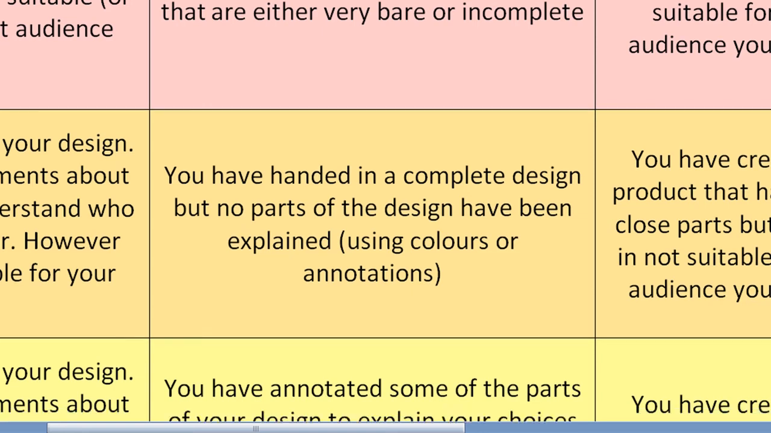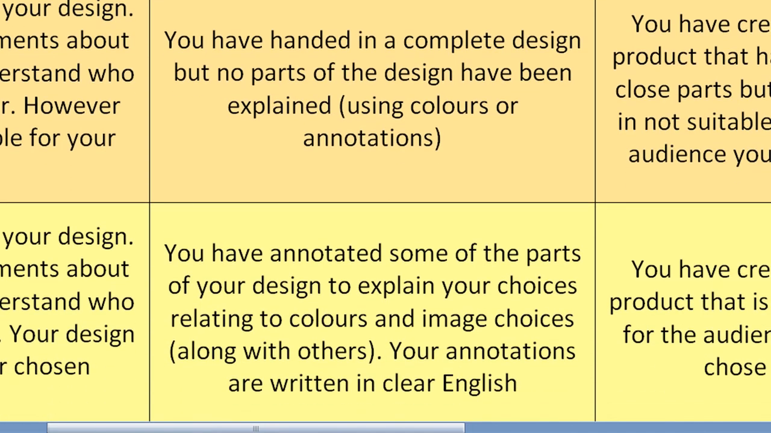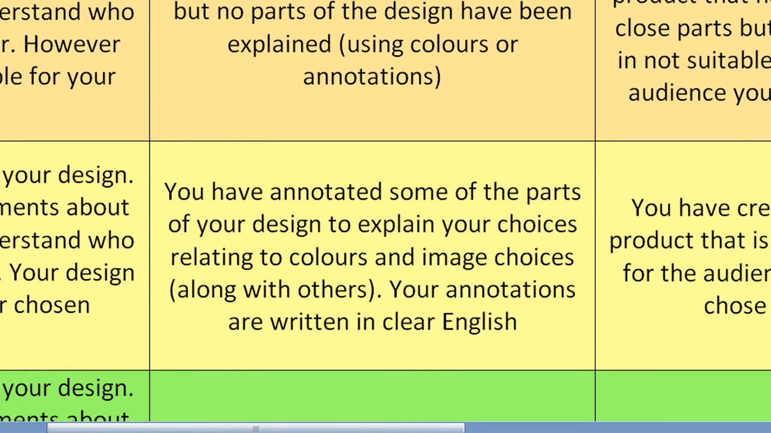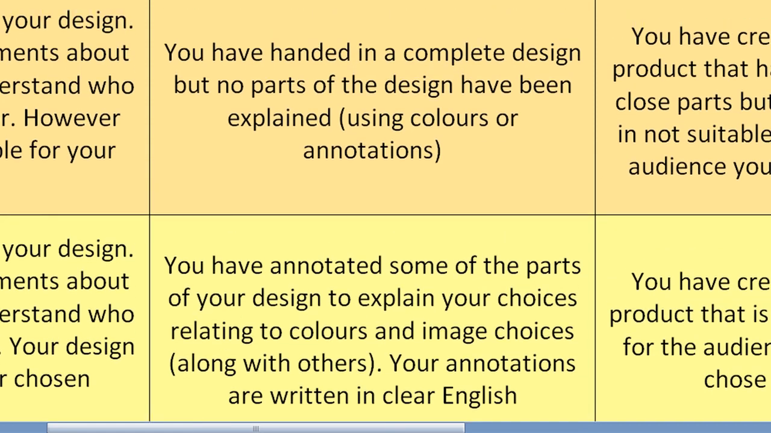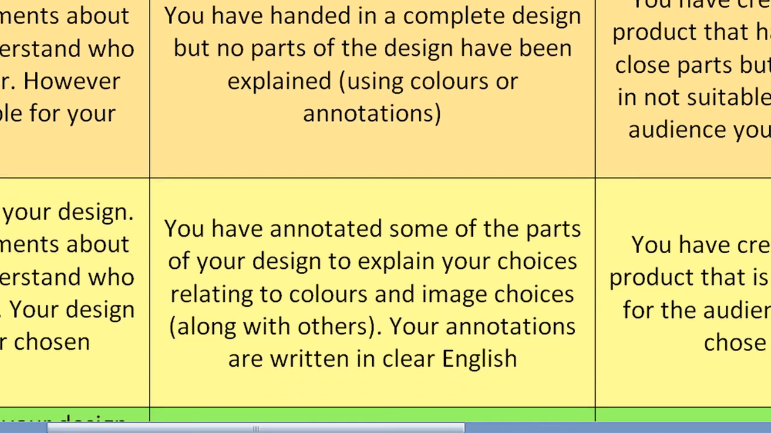Again, a student might think that they've achieved that, so they move on to the next level, which tells them they have to annotate some parts of the design to explain their choices, and the annotations must be written in clear English. And if a student looks at that and knows they haven't annotated it, then they know at that point that they're going to get 2 out of 5 for their design work, and if they wanted to get a higher grade or they wanted to increase the quality of that design, then they have a clear guide or a clear target as to exactly what they need to do, which in this case would be adding annotations to explain how they've put their image together.